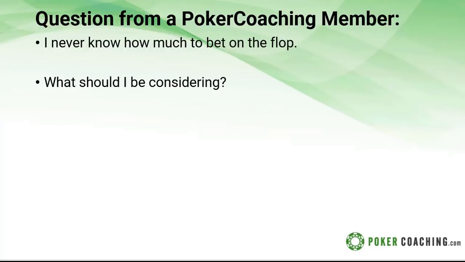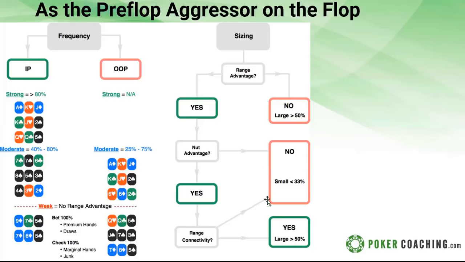How much to bet on the flop? Well, here's the answer. You usually want to be betting small-ish when you do not have the nut advantage. And you want to be betting small whenever you do have the nut advantage and your opponent does not connect well with the board. That's going to be on something like queen, queen, 5. So that's when you want to bet small. And now you want to be betting large when you have the nut advantage and your opponent connects well with the board. That's going to be like on ace, king, jack. And you also want to be betting large when you're betting infrequently.